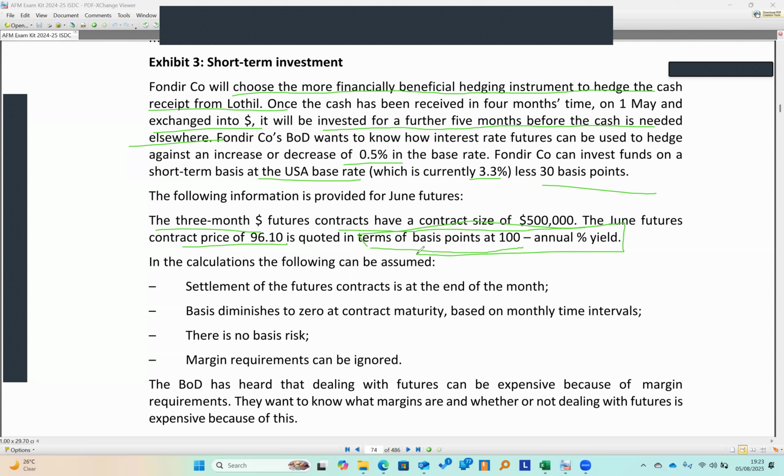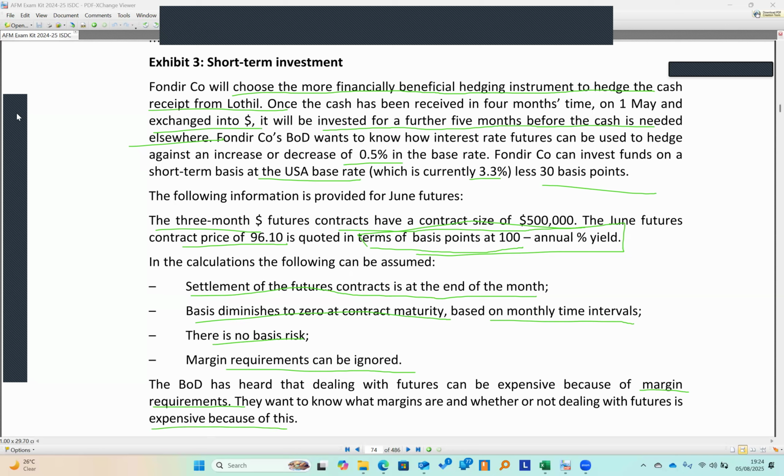In the calculations, the following can be assumed. Settlement of the futures contracts is at the end of the month. Basis diminishes to 0 as at contract maturity based on monthly time intervals. There is no basis risk, and margin requirements can be ignored. The board has heard that dealing with futures can be expensive because of margin requirements, so they want to know what margins are and whether or not dealing with futures is expensive because of that.